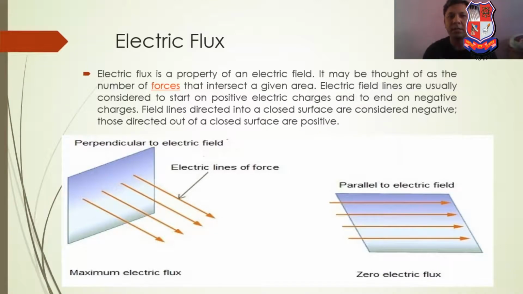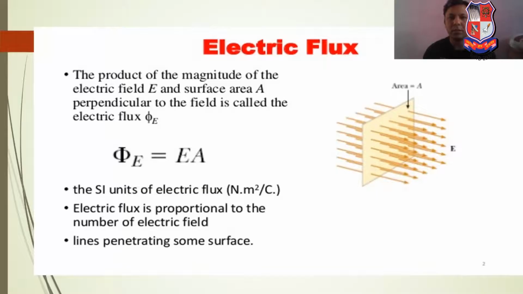We can define this electric flux as the product of electric field and surface area. You can see that flux is equal to E into A. The unit of flux is Newton meter square per coulomb.